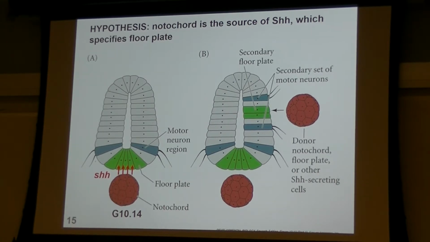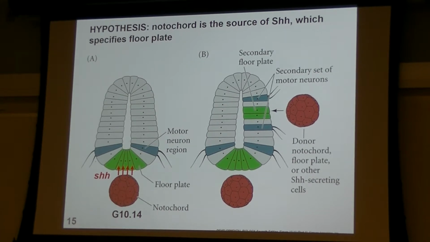Was there a question? So, yeah. So A would be wild type then? Yeah, so A is a wild type situation, and B is a manipulated situation where we have this donor notochord. It's going to establish new floor plate and new secondary motor neurons.